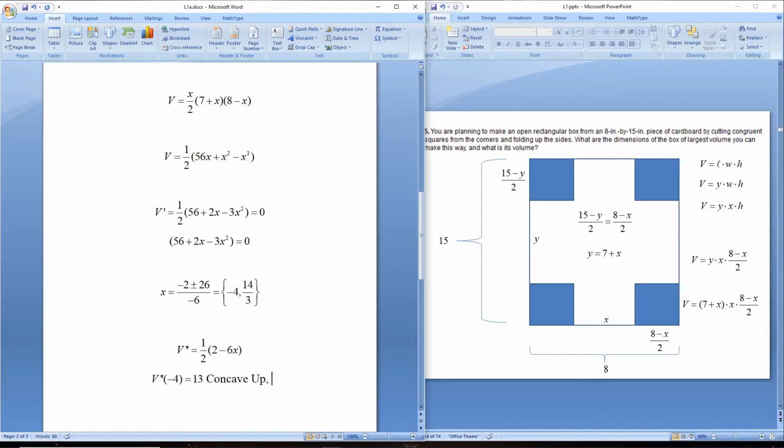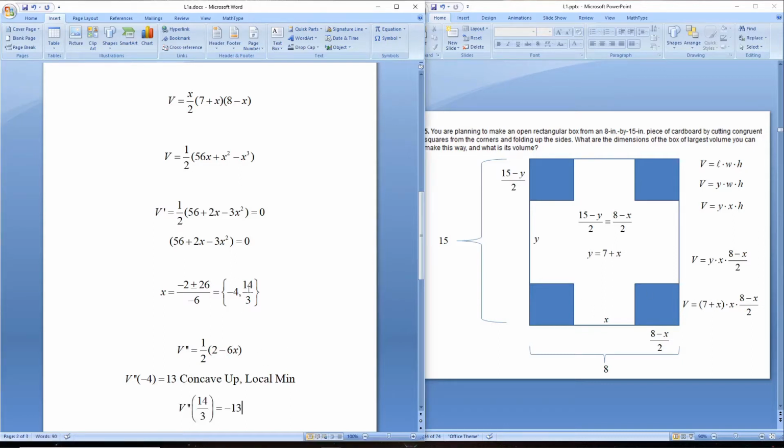Which means then that this must be a local min. Concave up, we're at the bottom of a hill. So our critical number must be a minimum. And then we can do the same test with the other one.